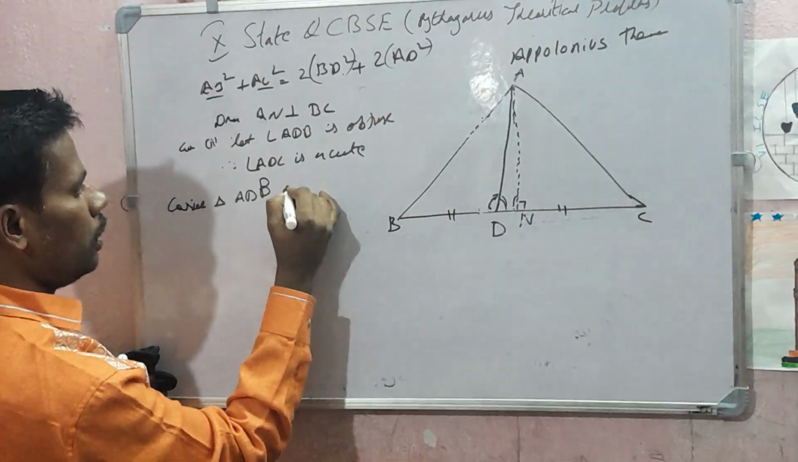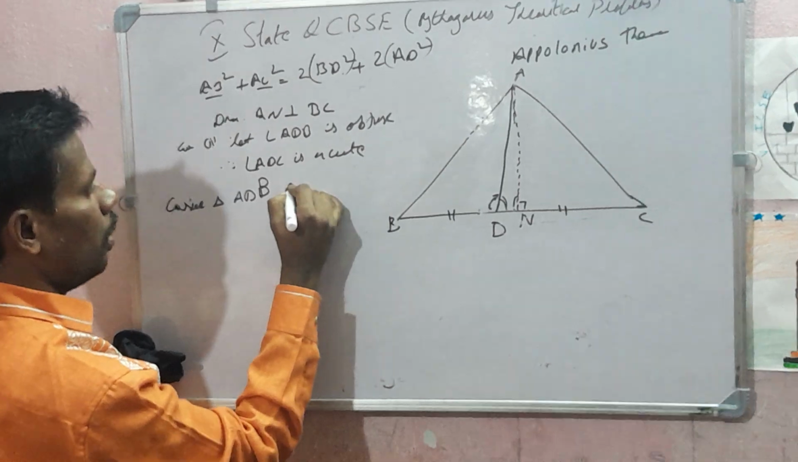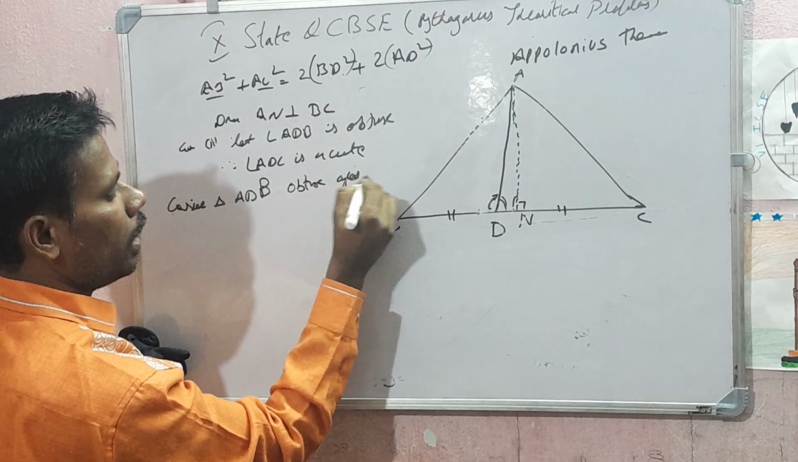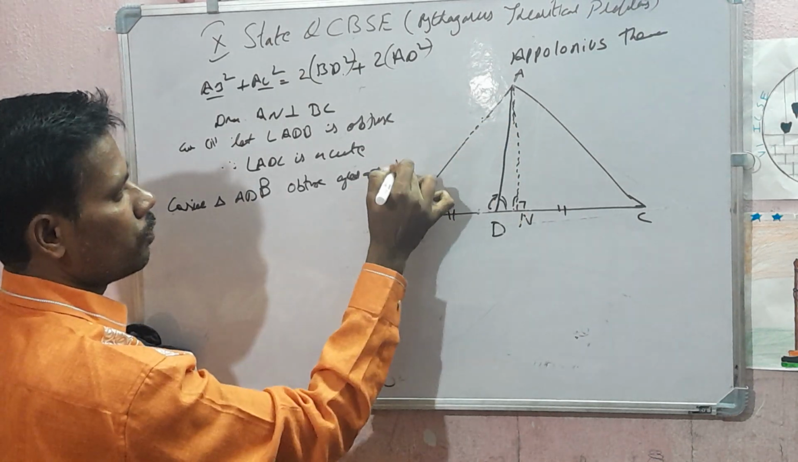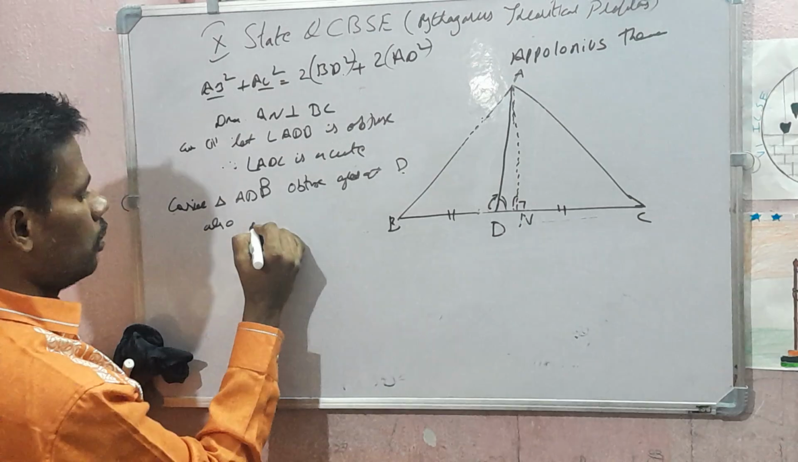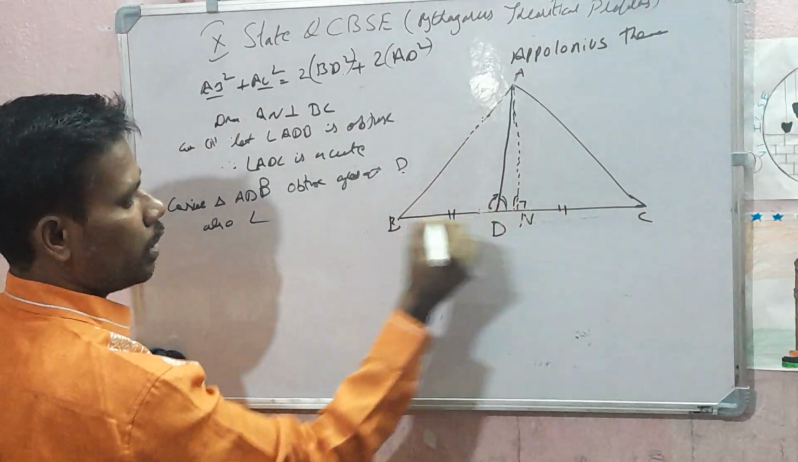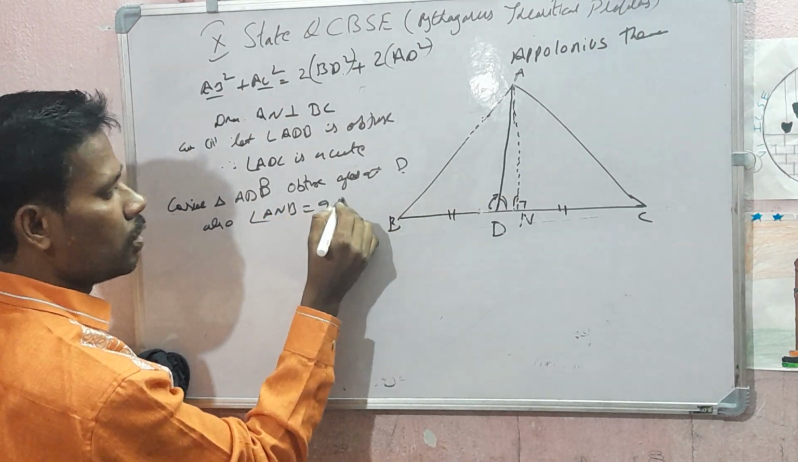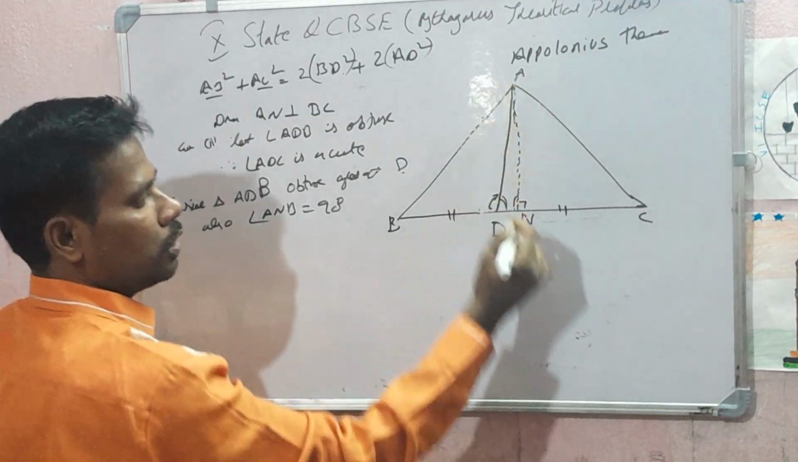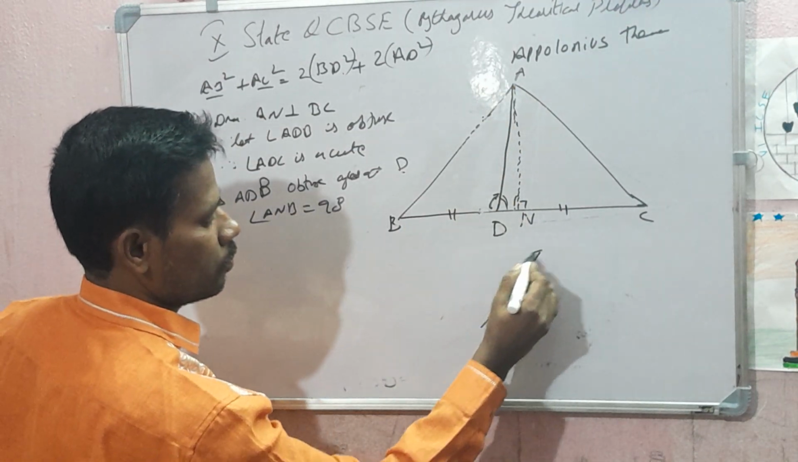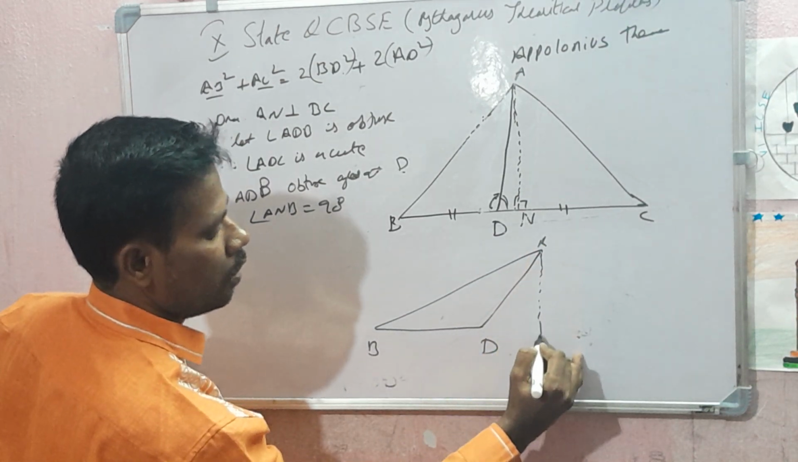Consider triangle ADB, obtuse angled at D. Also angle ANB is 90 degrees. So just now we have discussed, no, if the triangle is obtuse, what is the formula? Now consider this one. So D, B, A, and this is N.